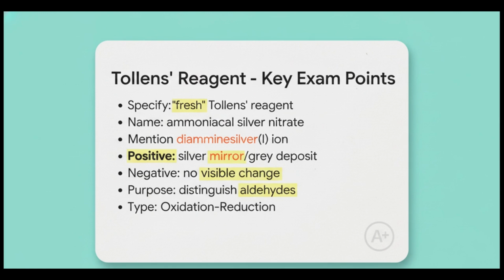You gotta know it's ammoniacal silver nitrate, containing the diamminesilver ion, and when they ask for observations, please don't just write "silver." You need to explicitly write down shiny silver mirror or gray deposit for a positive result and no visible change for a negative result. Finally, always be ready to identify the purpose, which is distinguishing aldehydes from ketones, and the reaction type, which is oxidation reduction. Hit those points, and you've pretty much mastered the topic.